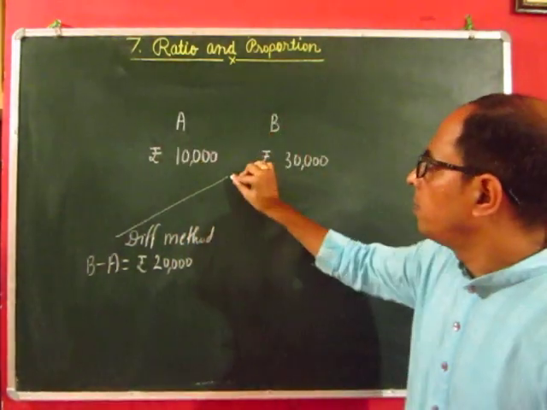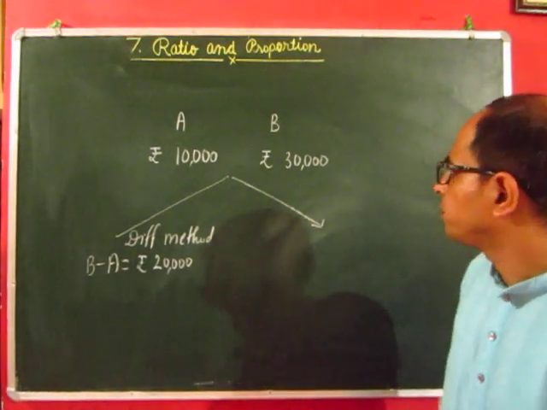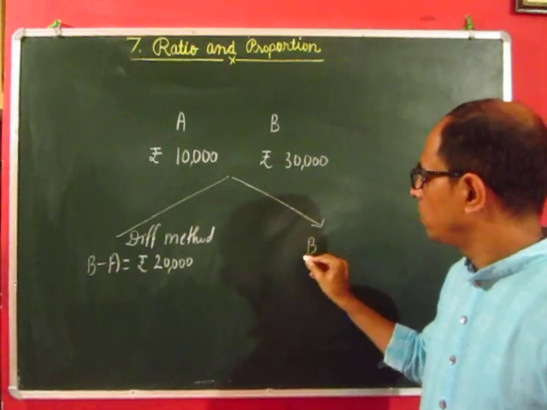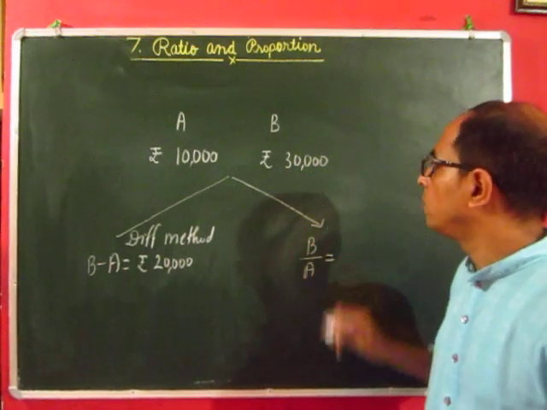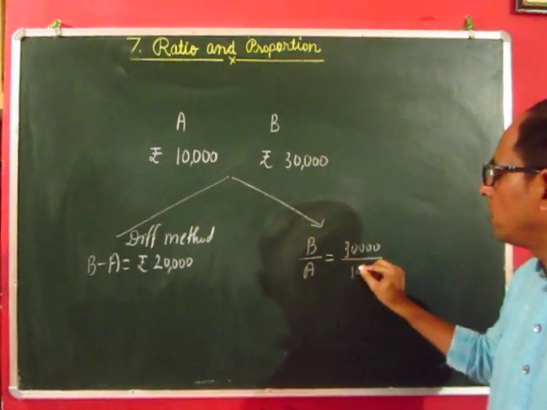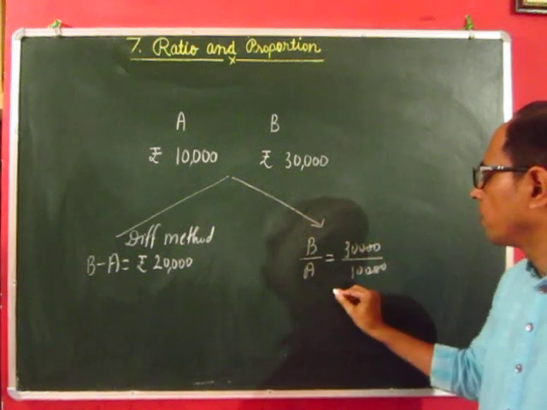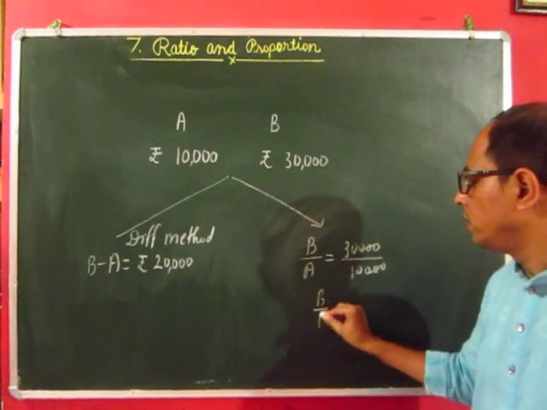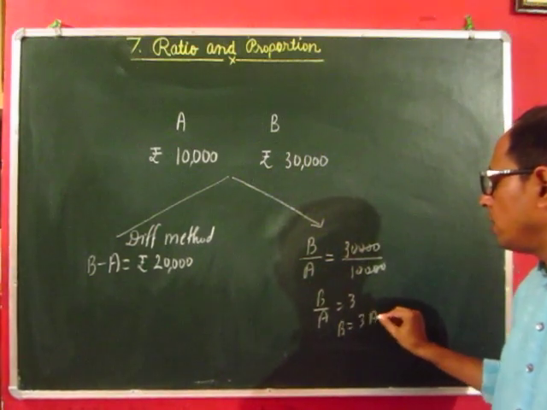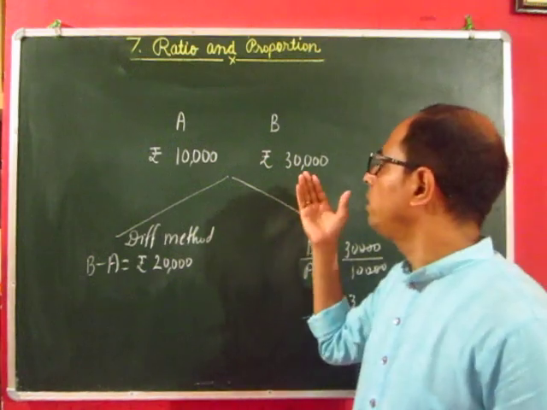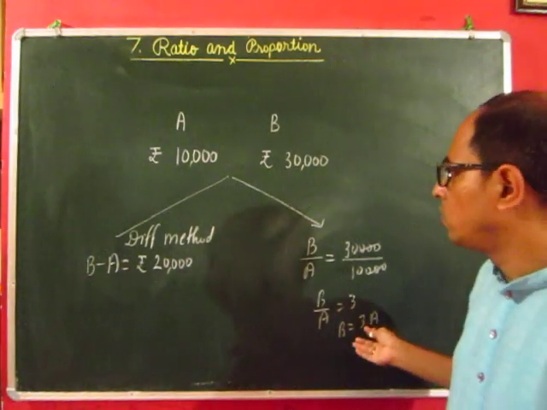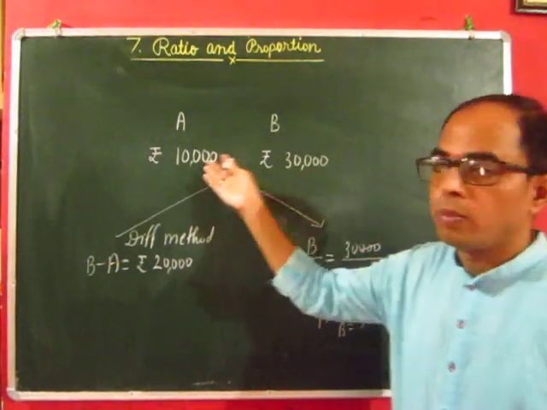Now another method is, we can compare the salaries of these two persons in this way also. Salary of B by salary of A is equal to 30,000 divided by 10,000. So B by A is equal to 3. That is, B is equal to 3 times A. So we can say that the salary of person B is 3 times the salary of person A. So this is also one method to compare the salaries of these two persons.